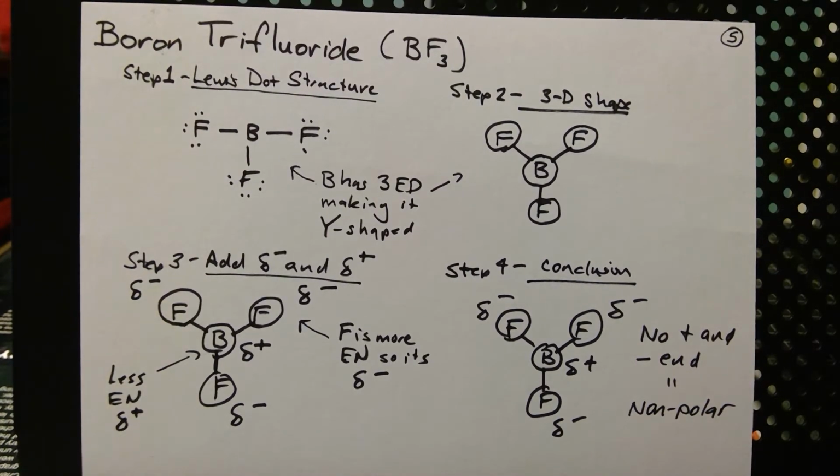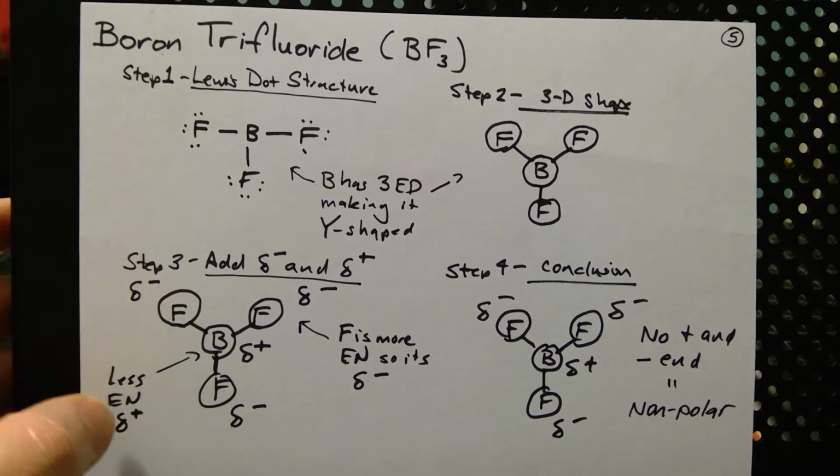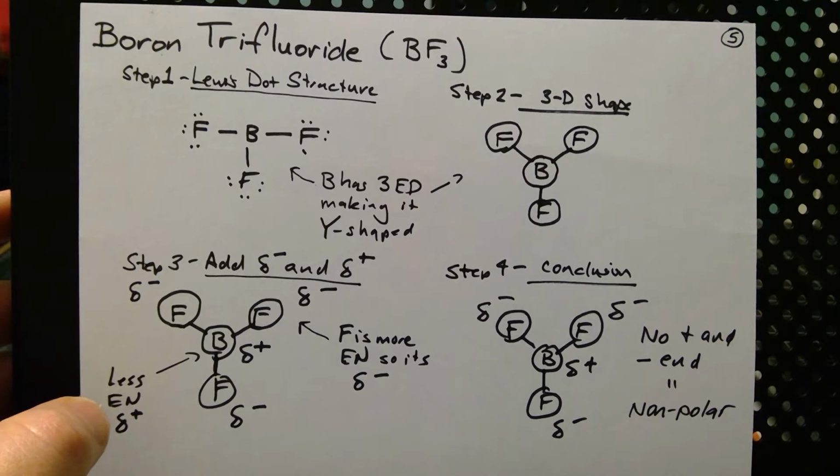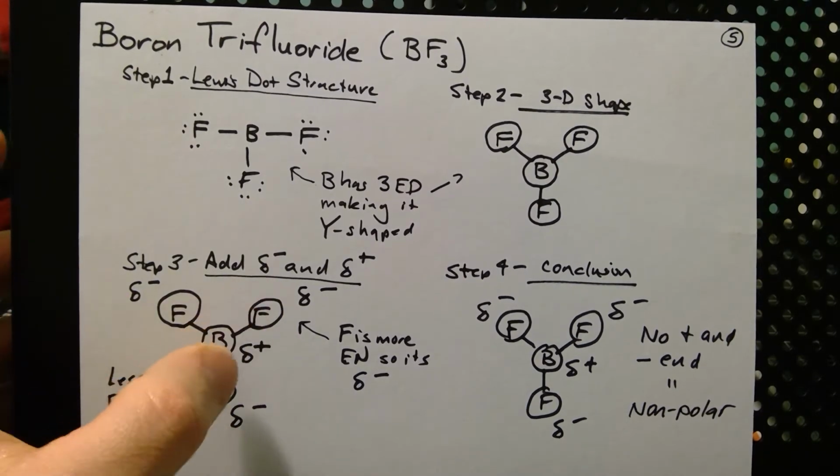Now afterwards, we can add in the partial positive and partial negative charges. Now fluorine is the most electronegative atom, so we'll put little partial negative charges for fluorine. So these are all these little partial negative charges. And boron, being less electronegative, gets a partial positive charge.